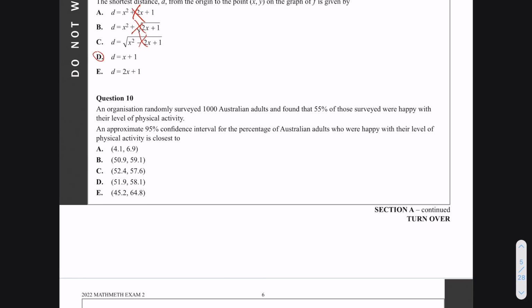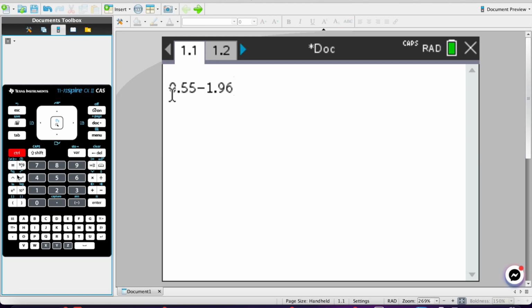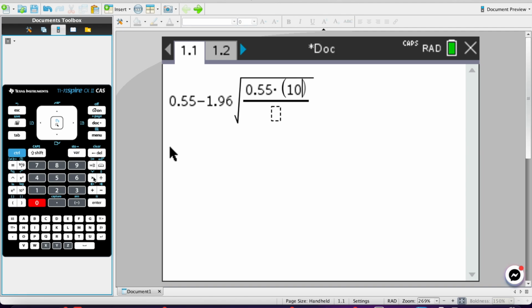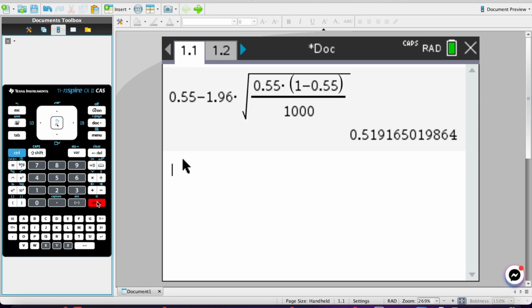Okay, so the confidence interval, we've got p hat minus, and p hat in this case is 0.55, minus, it's 95%, so 1.96, times the square root of p hat, which is again 0.55, times 1 minus p hat, over n, and n was 1,000. And that gives us 0.519. So in a percentage, that would be 51.9%. And so the answer would be D.